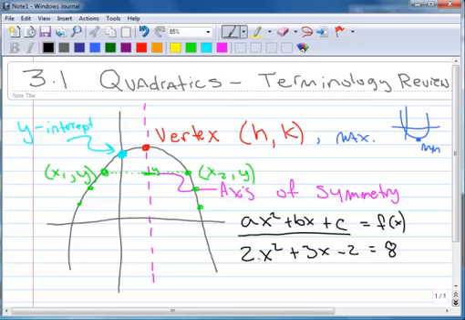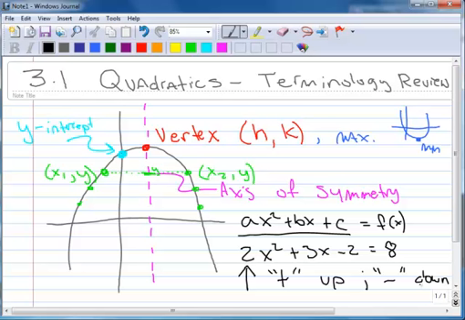I asked how you know whether this opens up or down. You might recall that the a, or the leading coefficient, or the coefficient of the x squared, all mean the same thing. If this is a positive number, that means it opens up, and if it's a negative number, that means it opens down.